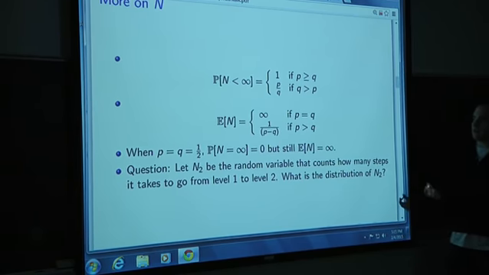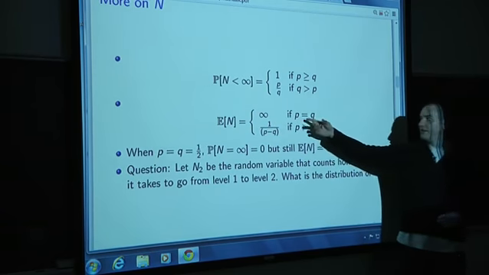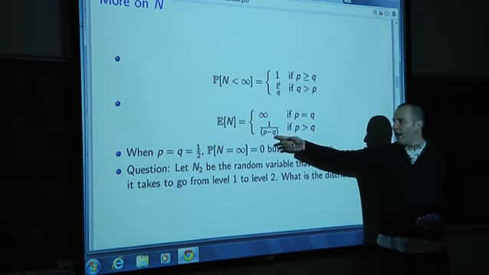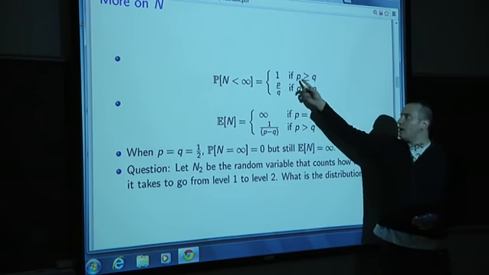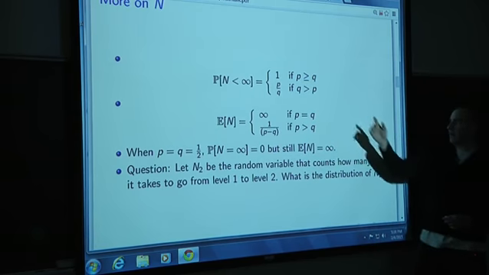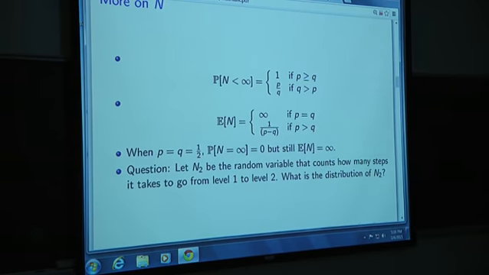And another question is, okay, what's the expected time until I hit level 1? And I found out, well, it's infinity if P equals Q. And it's 1 over (P minus Q) if P is greater than Q. And the intuition is that when the probability of success is bigger than the probability of failure, my trajectories tend to go up, tend to reach higher levels, and have the drift to go up.